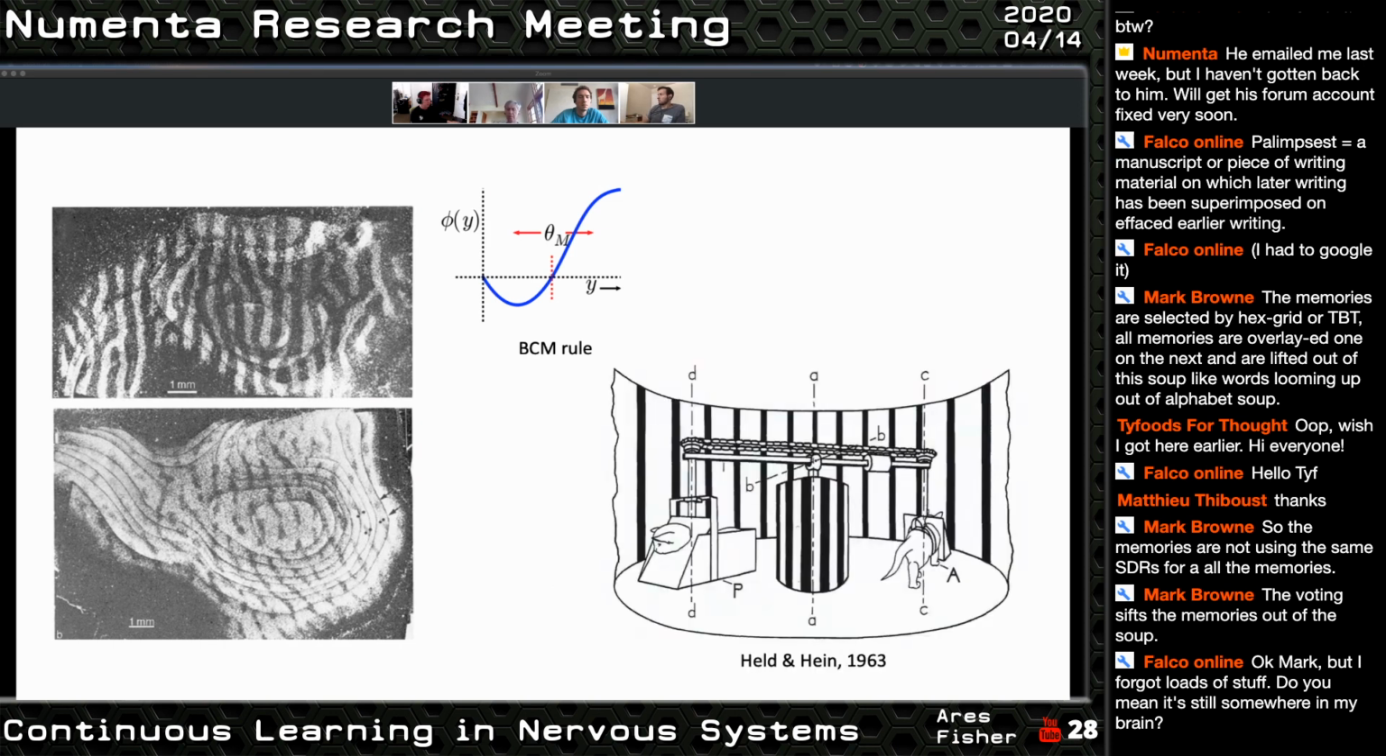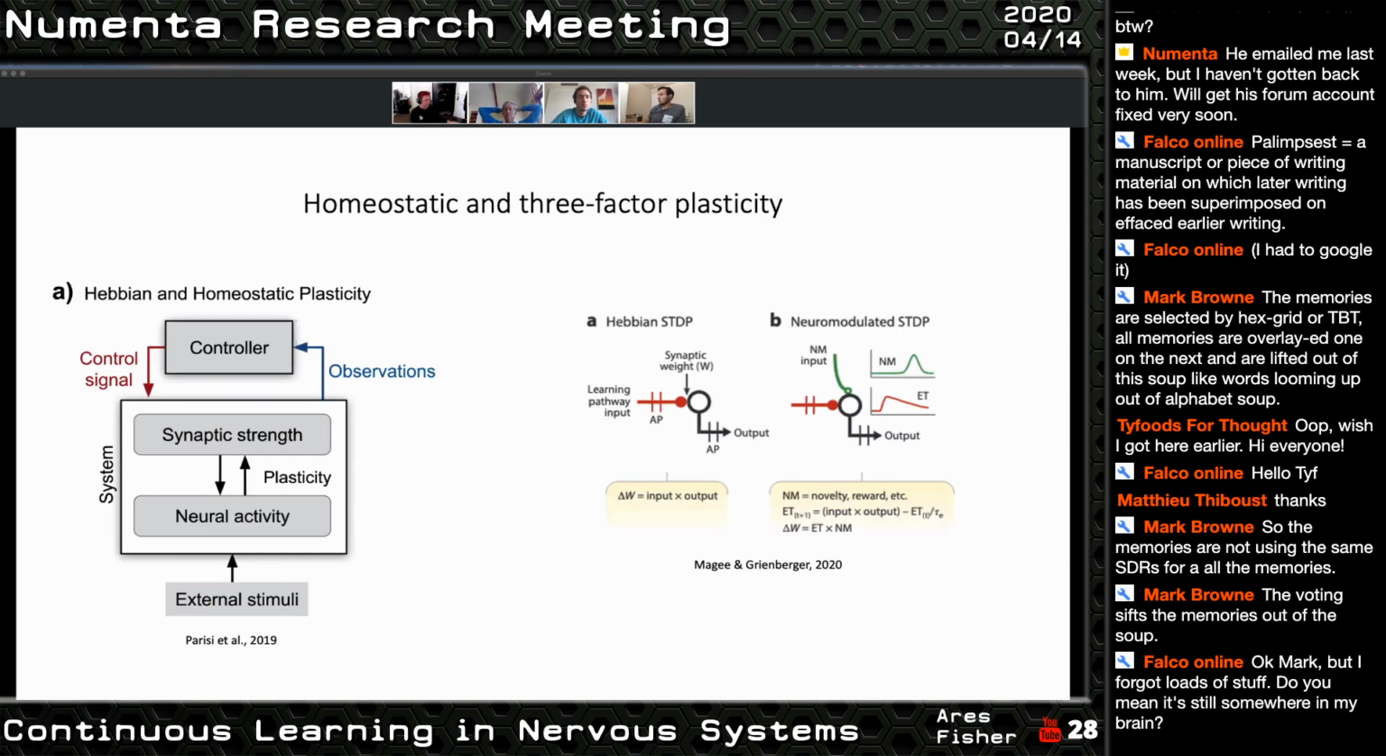And this is similar. I'm not going to go into this. So another thing we talked about on Wednesday was homeostatic and three-factor plasticity. You can easily imagine how homeostasis can help you with catastrophic forgetting, in the sense that you want your activity to stay within a certain range, and your plasticity to stay within a certain range, and as such, you don't want to create too many new synaptic associations at any given time.